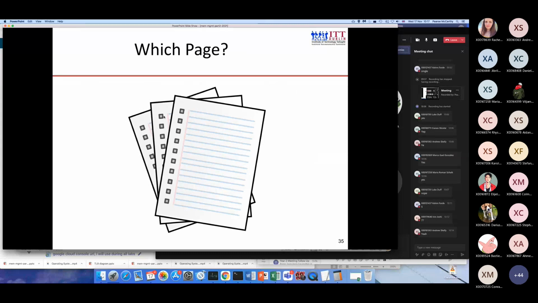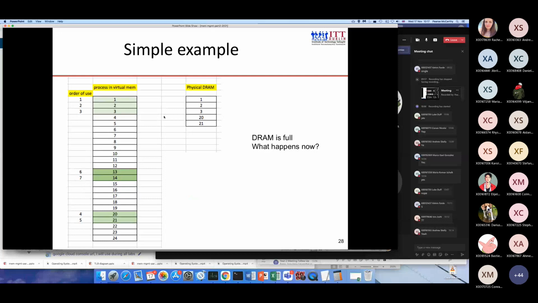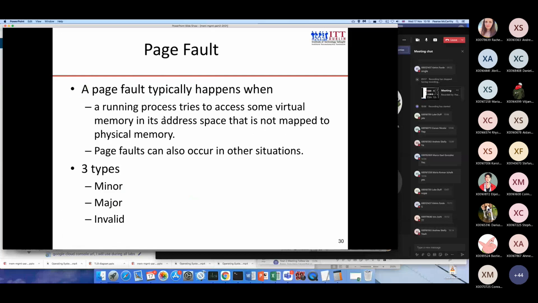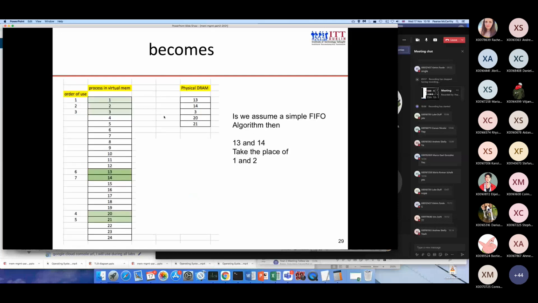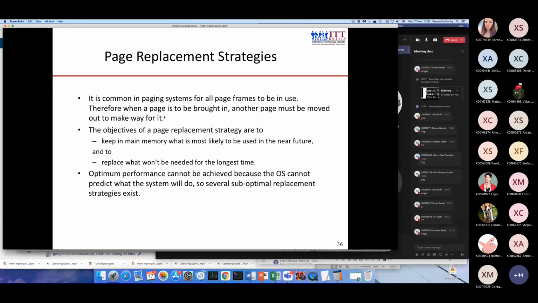So, which page? When you're trying to figure out which one to get rid of, here we decided to get rid of 1 and 2 and bring in 13 and 14 because we used a FIFO algorithm, first in, first out. There are other algorithms. It's common in paging systems for all page frames to be in use, for your DRAM to be all in use. Therefore, when a page is to be brought in, another page must be moved. That's fine. The objective of a page replacement strategy is to keep in main memory what is most likely to be used in the near future.